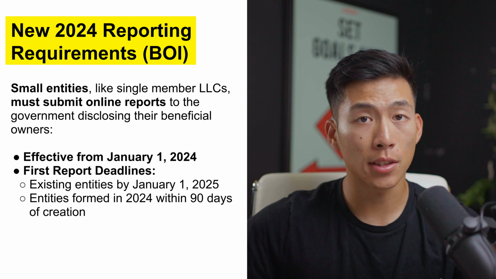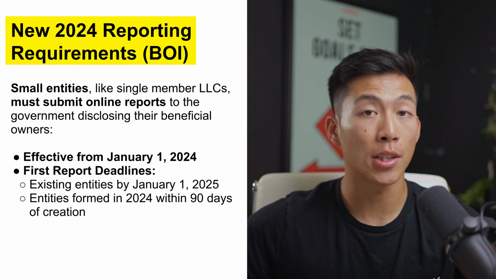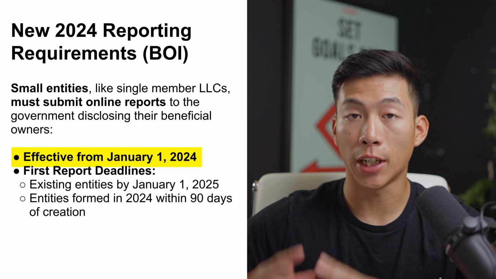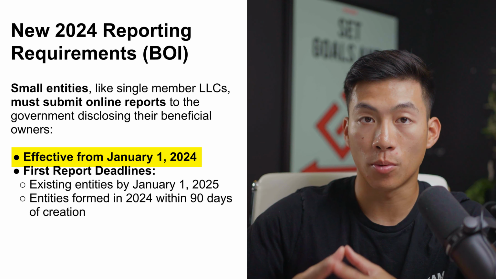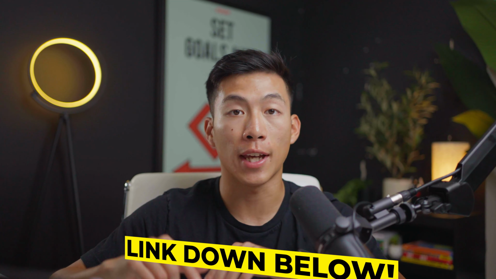And then the last thing that I want to touch up on is just the BOI report that we talked about earlier. This is effective as of January 1st, 2024. So if you're a new business entity, chances are you're going to have to file this report. So again, we'll leave a link down below to that video where you guys can learn everything you need to know about it and how to file it online. But that's basically everything you need to know about starting an LLC in the state of Ohio.